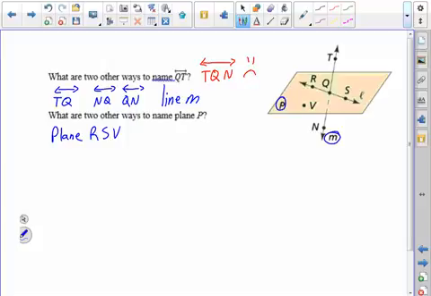Well, is there another way of naming it? Sure there is. I can call it plane, and if you notice, there's 4 points that are on the plane itself that have been identified for us. So I could call it plane VRQ. All 3 of those points are also on the plane that's been identified for us, so we can use those 3 points because they're not on a straight line. So those are 2 ways that we could name the plane.